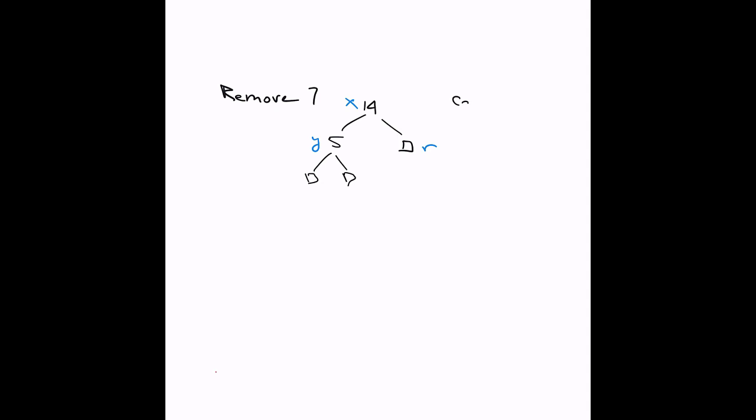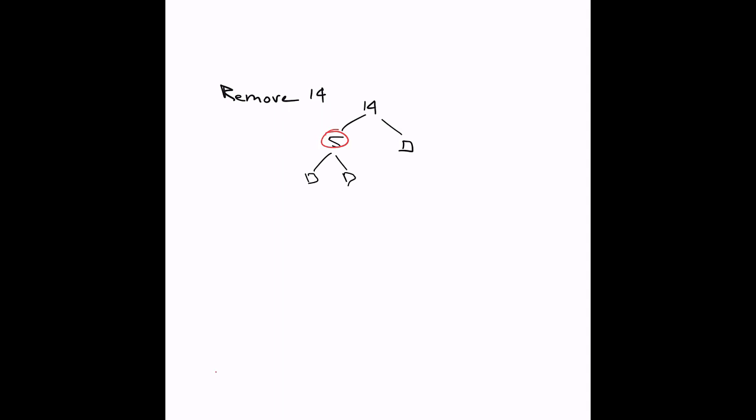So this is a case 2. And what we do in case 2 is we set R to black. It already is. We set Y to red. X is not red, and X has no parent. So we stop, and here's the tree after removing 7. Now we're going to remove 14.